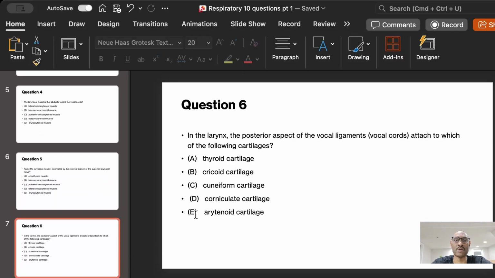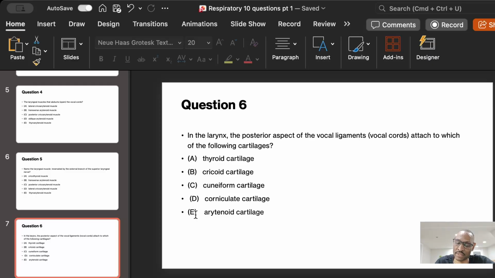And then number six is talking about the larynx: the posterior aspect of the vocal ligament attaches to which of the following? Again, talking about the entry point, the muscles of the larynx, and in relation to the vocal cords. Larynx, vocal ligament.